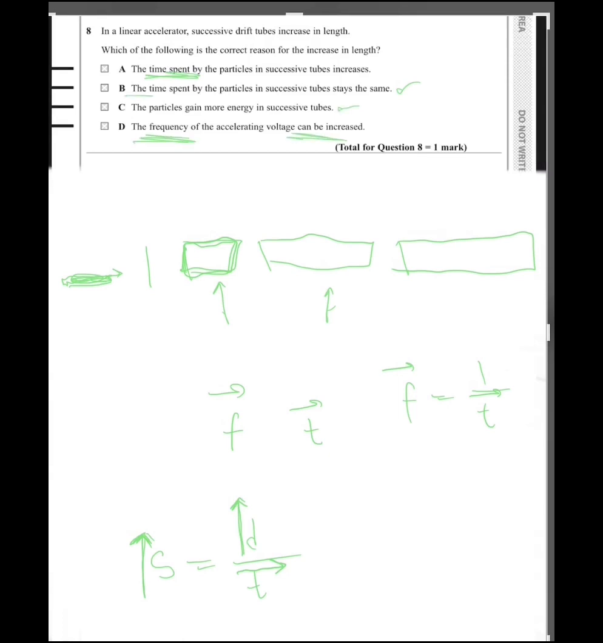So statement C is correct, but it is not the correct reason for the increase in length, as I have shown here. So in part B, the time spent by the particles in successive tubes stays the same. Yes, this is correct, since to keep the time spent in each tube constant, we need to increase the distance covered, since it is accelerating. C is also correct, but it is not related to the correct reason for the increase in length. So the answer is B.